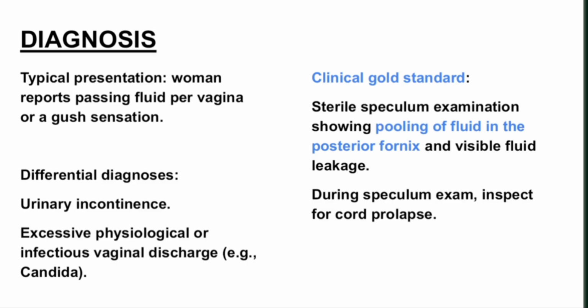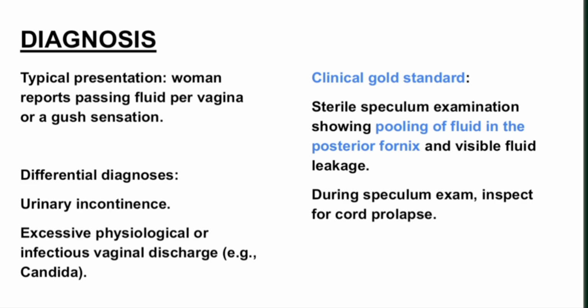Okay, so when it comes to the workup, we need to do a sterile speculum exam, which is the gold standard. We need to ask the woman to perform a cough reflex. That cough reflex will simply show a spraying of fluid in the posterior fornix, and there's going to be visible fluid leakage there. This is the gold standard, and when we're doing it, we need to maintain sterility because we do not want to introduce infections inside the vagina, because you're dealing with a woman who is already at high risk.